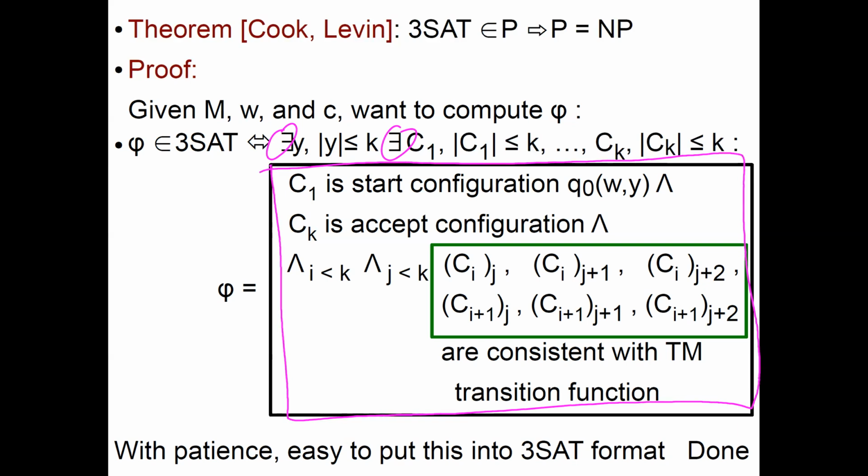So it's a bunch of ands, and these consistency checks just concern 6 symbols, so it can be written as a 3CNF. And the equality with an accept configuration also can be written as a 3CNF. So with a little bit of patience, it's not hard to put this into the 3SAT formula. And this concludes our proof overview.